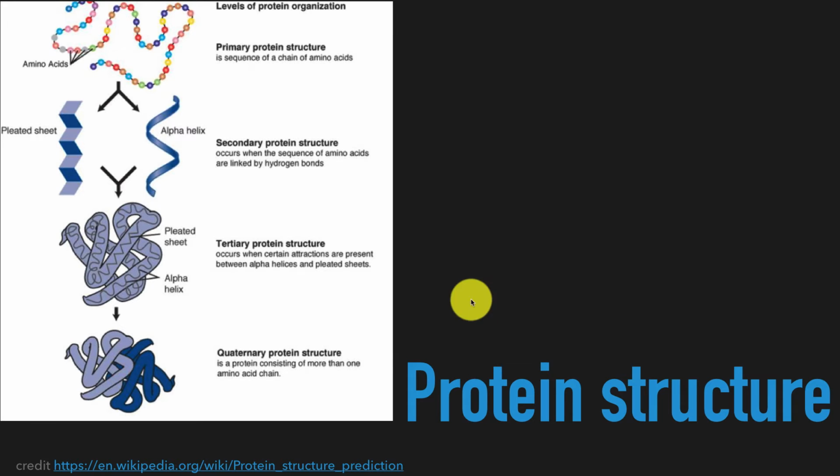Once you've got all your amino acids, you've got different levels of structure. The primary structure is the sequence of the amino acids. You've got your secondary structure, whether it's squiggly or foldy. You've got your tertiary structure, how that whole thing is crumpled up. And then your quaternary protein structure is when you have multiple amino acid chains joining together, like hemoglobin, for example.